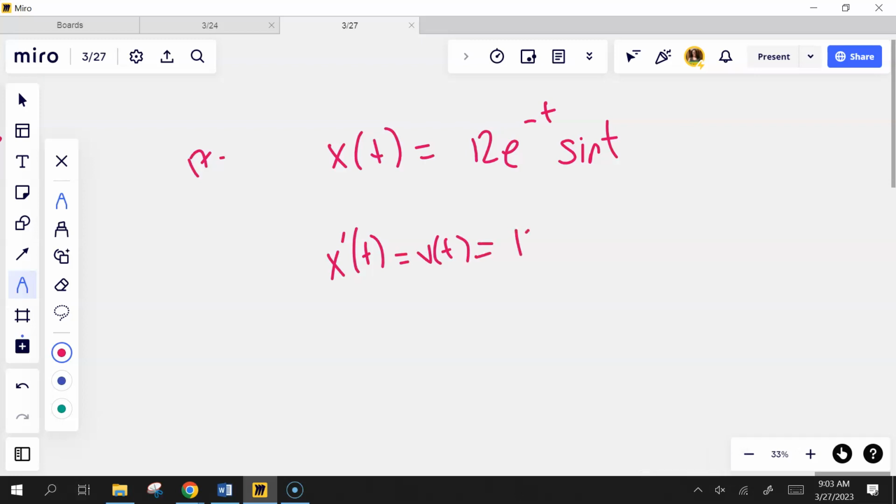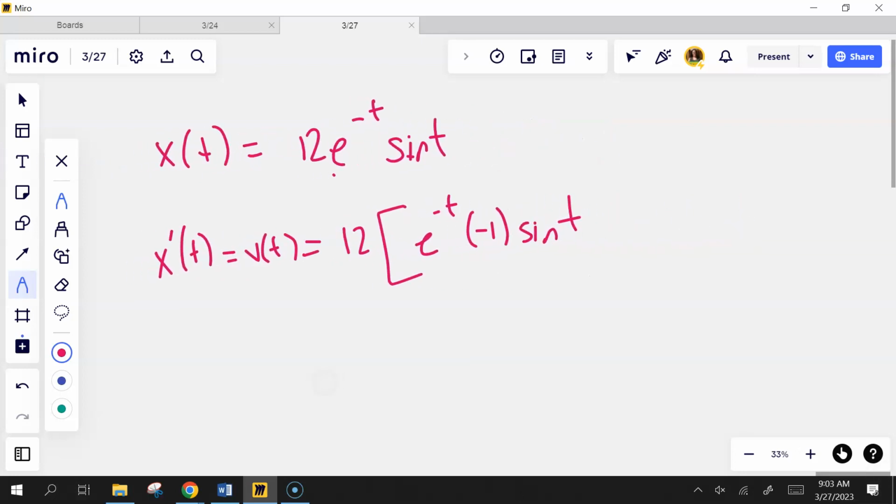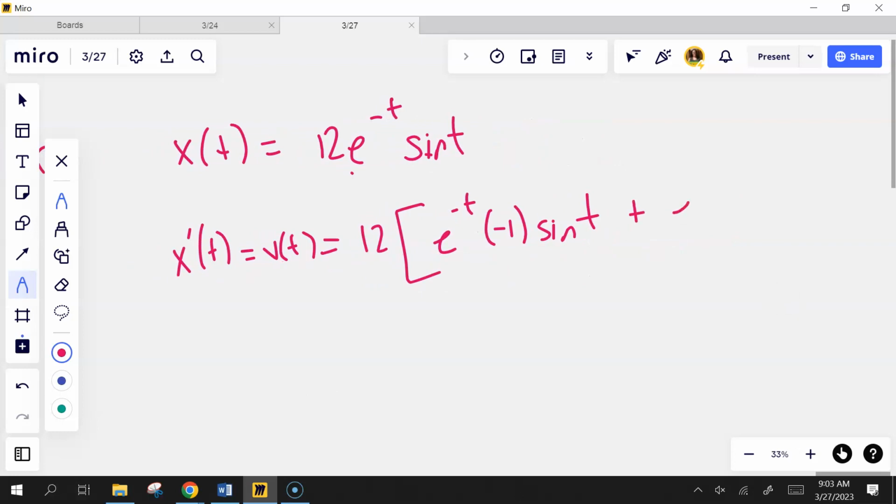I'm gonna put this 12 on the outside. Do product rule, derivative of the first. Don't forget to chain it. Times the second plus the first times derivative of the second.